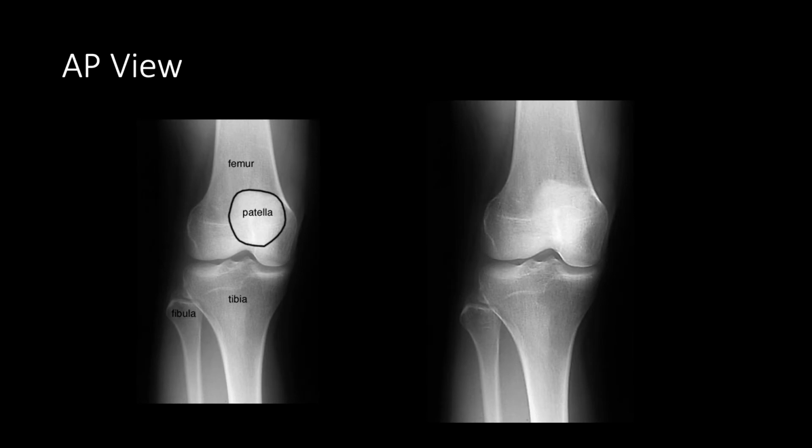So here's your AP view labeled. So you got your femur, you got your patella that's set over here, fibula, tibia, so you can kind of see these little spines here. And here's one without the labeling for view as well. So really looking at this joint through the anterior posterior view is really good for getting a good picture of alignment and possible fractures.